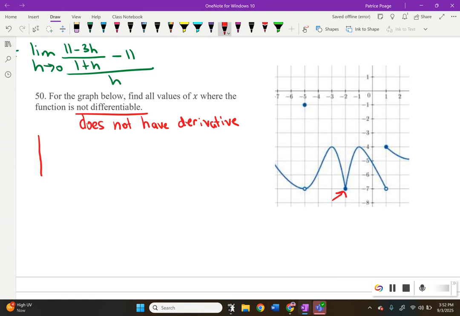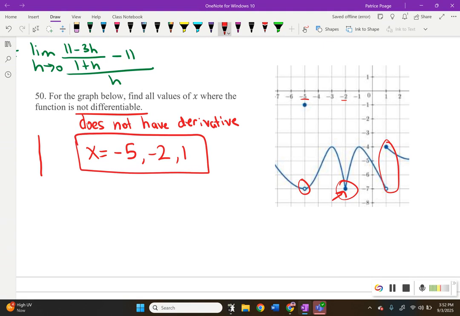So reading left to right, the first place we have an issue is at -5 because we have a discontinuity there. There's a hole in the graph. So at x equals -5, there's no derivative. The next place would be right here where there's a sharp corner, and that happens at -2. And then the next place would be where there's a gap in the graph right there at 1. So there are 3 places where this function is not differentiable.